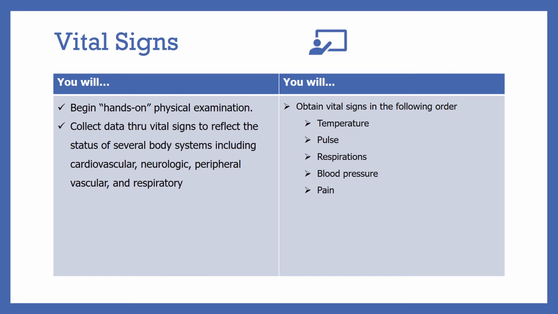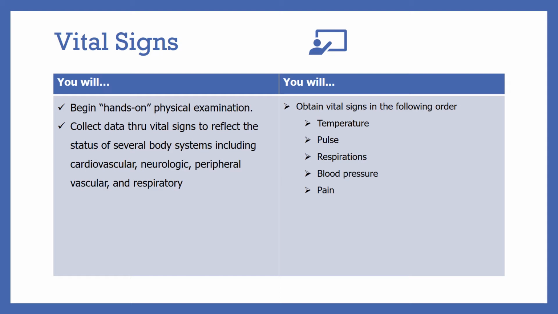It is a good idea to begin the quote-unquote hands-on physical examination by taking vital signs. The vital signs are described as the measurement of temperature, pulse, respirations, and blood pressure, and give an immediate picture of the client's current state of health and well-being. This is a common non-invasive physical assessment procedure that most clients are accustomed to. The vital signs will provide data that reflect the status of several body systems, including but not limited to the cardiovascular, neurologic, peripheral and vascular, and the respiratory systems.